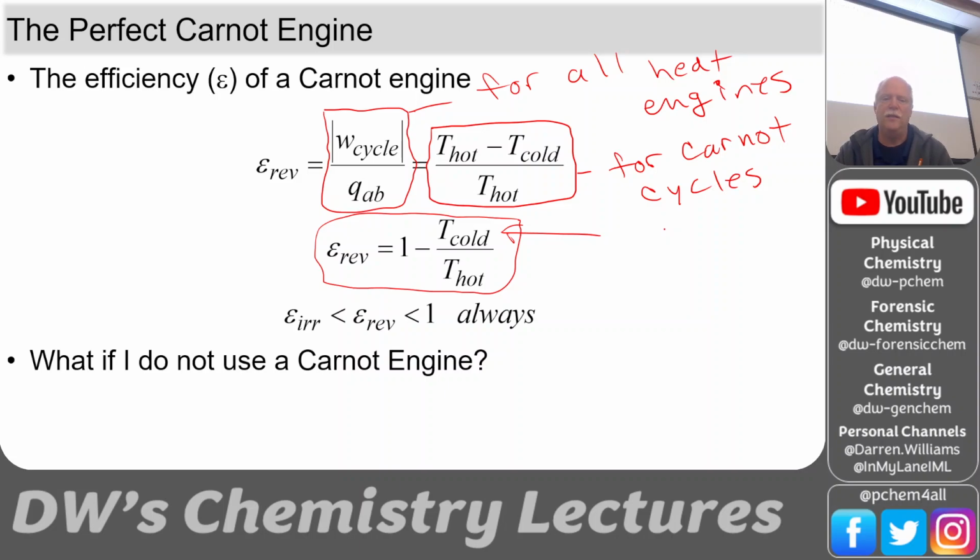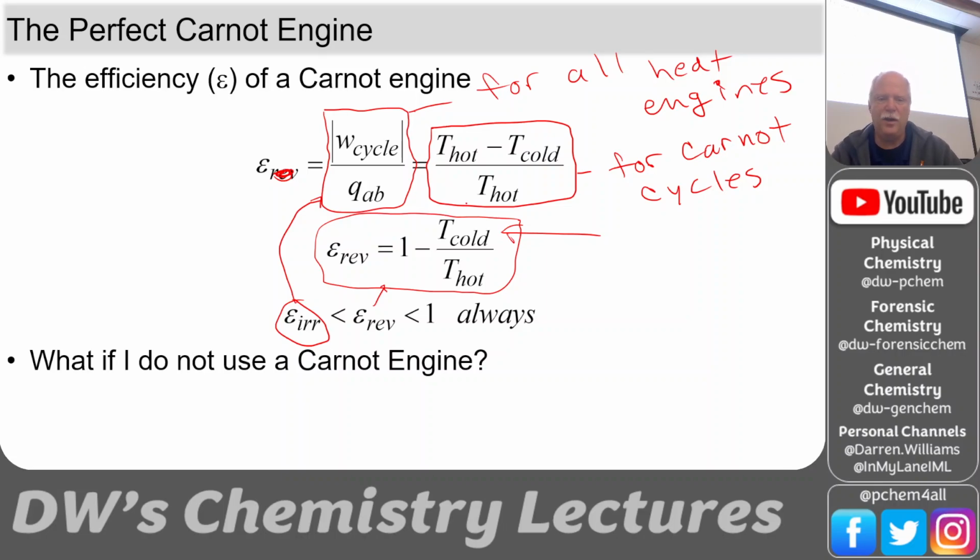And so when I say for all heat engines, that would be the efficiency of this irreversible engine here. The reversible engine here is given. So you could say that, I'll get rid of this REV. So for a Carnot cycle, they're equal, but if we're doing any kind of engine, we can always calculate the efficiency for an irreversible engine using W cycle over QAB.